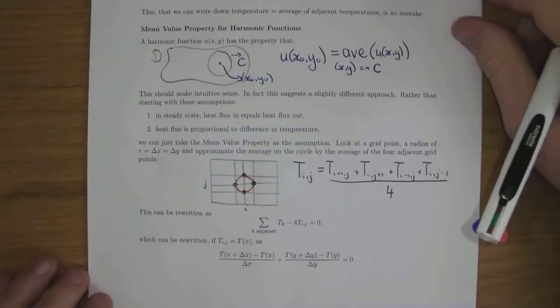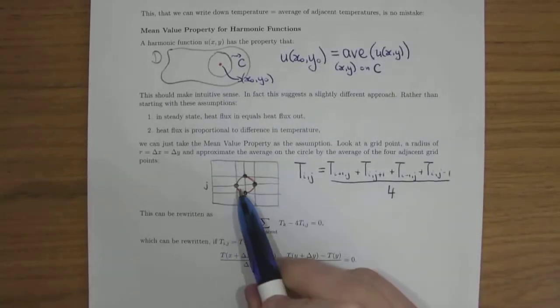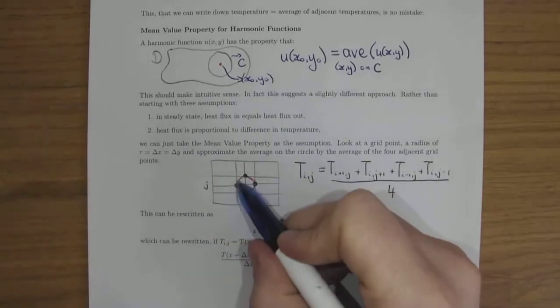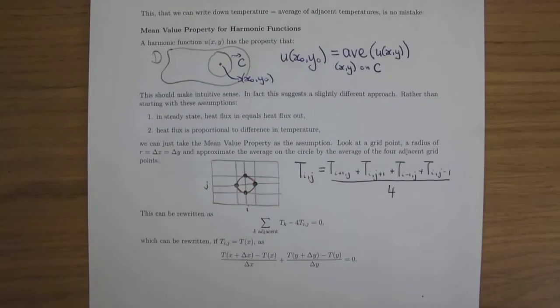So this is saying, okay, we know that solutions of Laplace's equation are harmonic functions. That means that if you write down a grid and take a grid point, the center of this, we know that the temperature here is equal to the average of the infinitely many temperatures along the circle. And what we'll do is approximate it by saying, okay, we'll just take 4 of them.